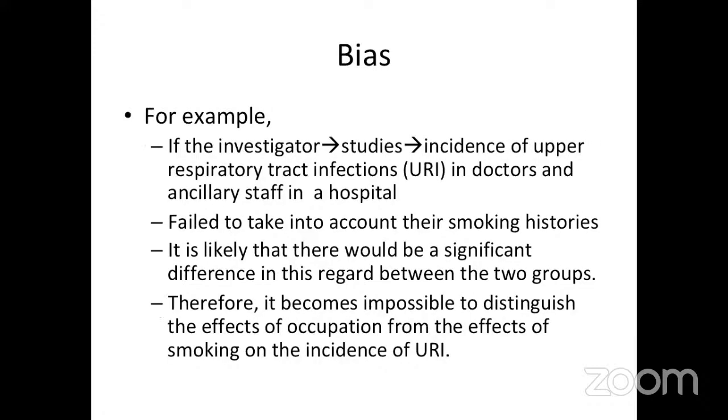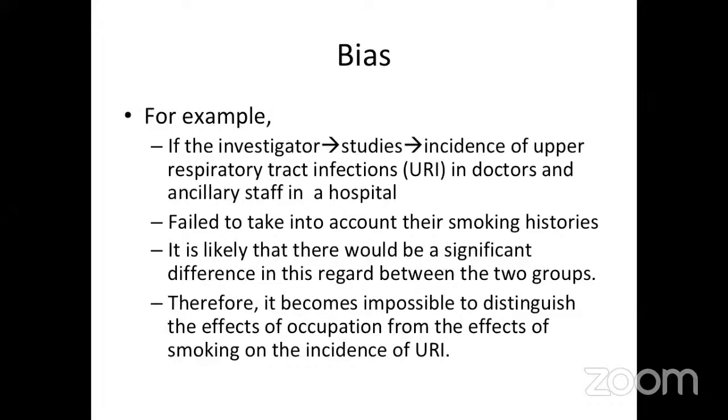There are various types of bias. For example, if you are doing a study of incidence of postoperative complications in tonsillectomy patients in children, and you are not recording the incidence of upper respiratory tract infection in these patients, invariably those upper respiratory tract infections can result in a change in the outcome.